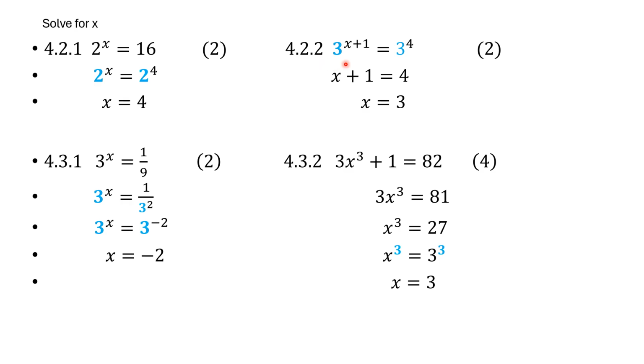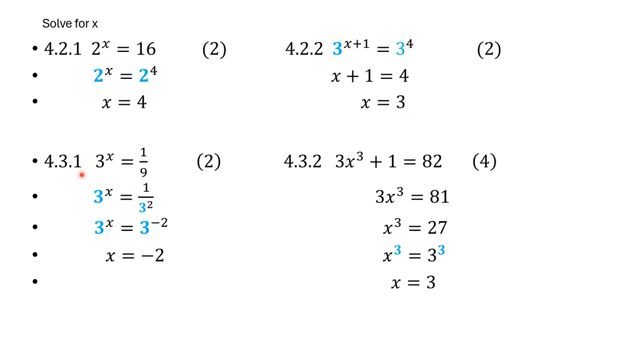4.2.2, this one they've made it straightforward. They've made both bases 3 from the start. So therefore I can just say x plus 1 then equal the 4. If I take positive 1 across, it becomes a negative 1 on the other side. So 4 minus 1 then gives me 3.